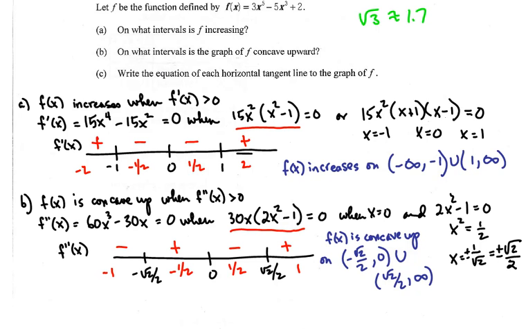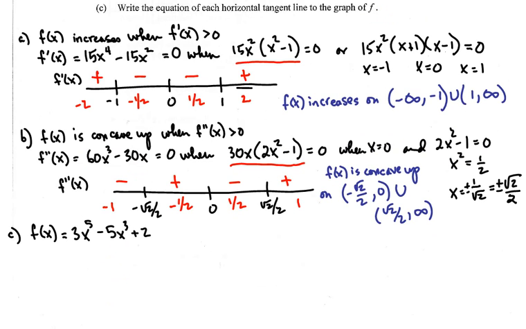Okay, on part C, we want to write the equation of each horizontal tangent line to the graph of f. And I'm going to need to scroll up. So I just record the function, the original function f of x is 3x to the fifth minus 5x to the third plus 2. And I will use the first derivative information above.